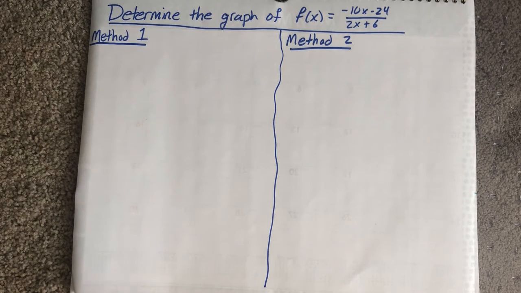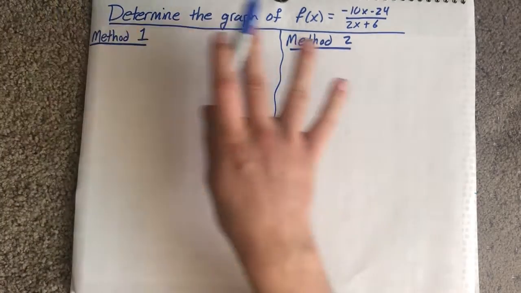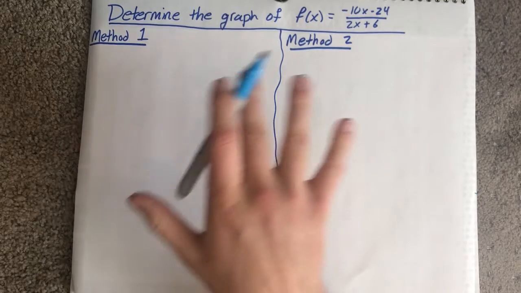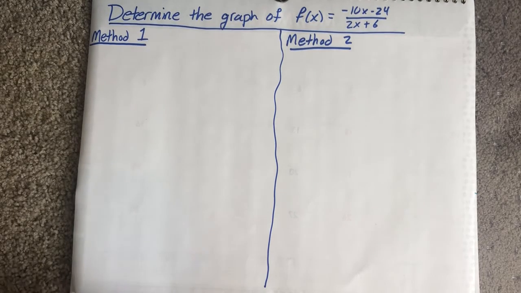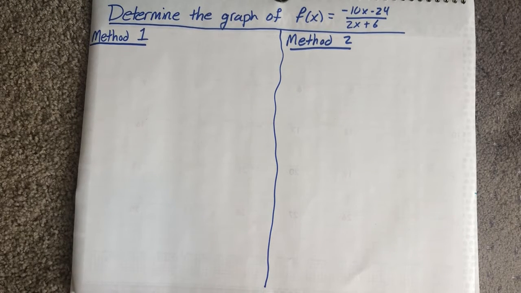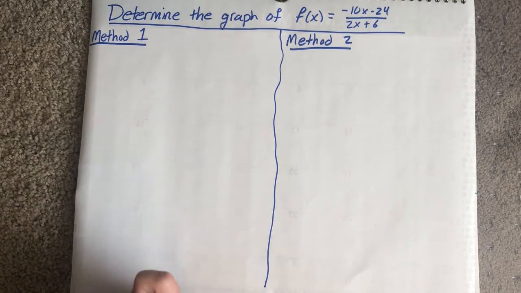All right, so we are asked the question to determine the graph of f of x, where f of x equals negative 10x minus 24 over 2x plus 6. Now I'm going to show you two different methods, and you can decide which one you like better, but please recognize that both methods can be useful depending on the type of question you're given, because you're not always going to be given a simple question like this. Now let's start with method one.